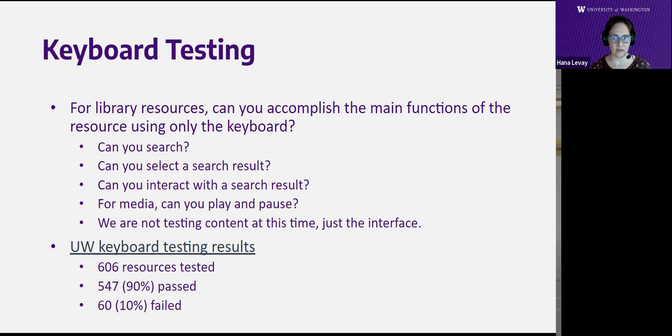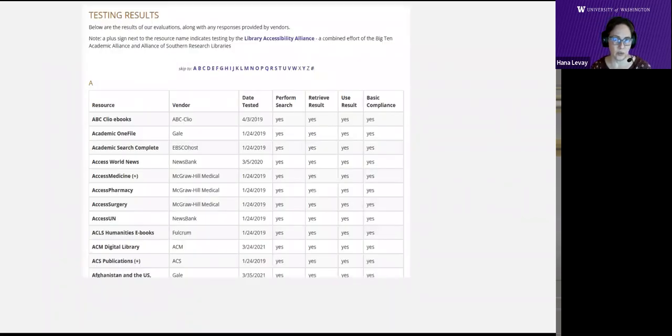At the last count that I did for our keyboard testing results, we went through every resource and tested it with just the keyboard. We tested 606 resources, and 90% of those passed. We were able to use keyboard navigation to accomplish the main research tasks. 10% failed, so we know that we need to look harder at those 10% of resources. And we published the results of our keyboard testing on a public page. And here's an excerpt from the public page. This is available for anyone to view and look at.